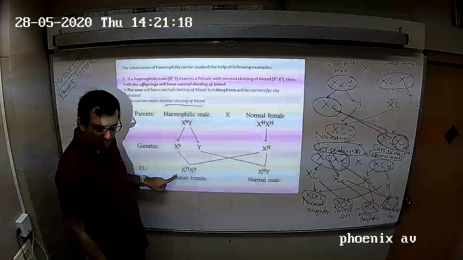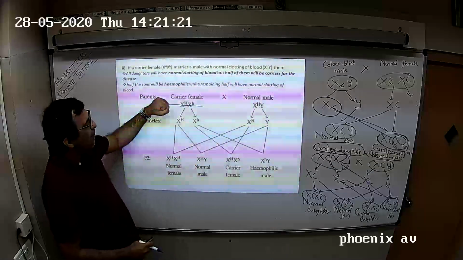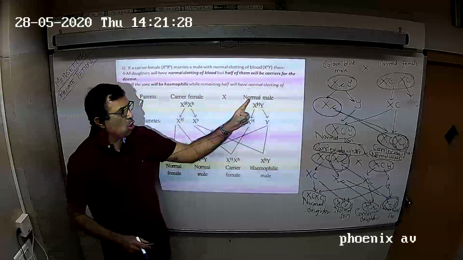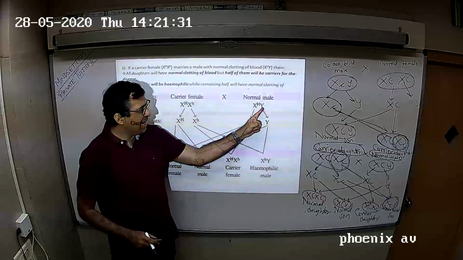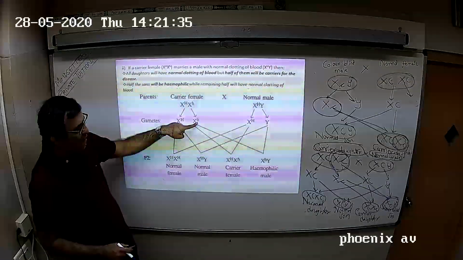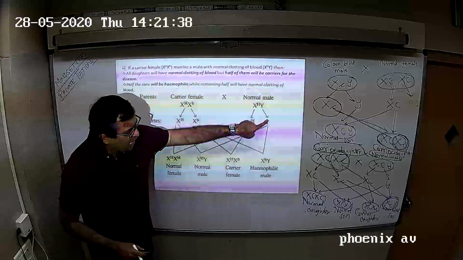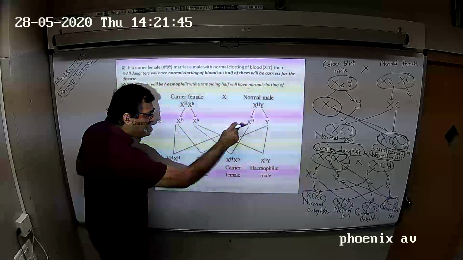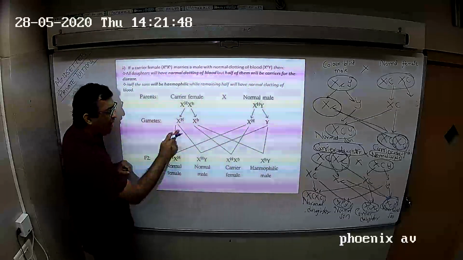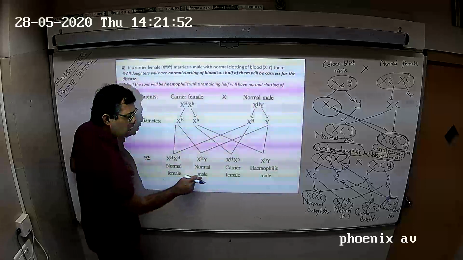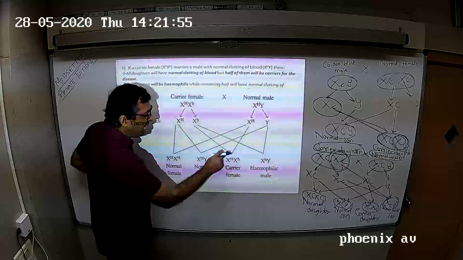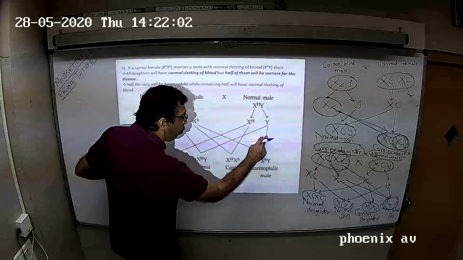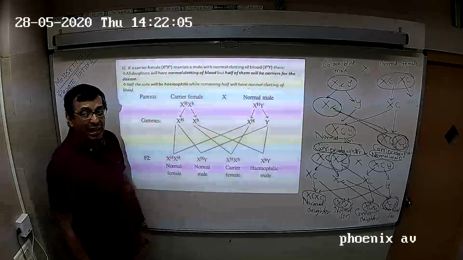She will become a carrier for hemophilia. If the carrier daughter marries a normal male, then the carrier daughter is X capital H, X small h, and the normal male is X capital H, Y. The gametes formed will be X capital H, X small h, and from the male, X capital H and Y. And now once again, we have X capital H forming a normal female, X capital H Y forming a normal male, but X capital H, X small h forms a carrier female and X small h Y forms a hemophiliac male.